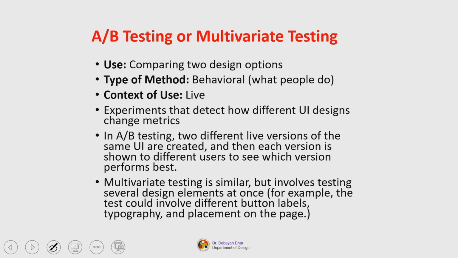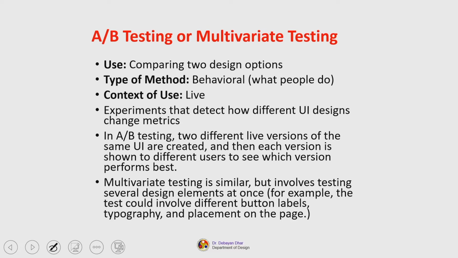Multivariate testing is almost similar. The difference is that it tests several design elements. So, you are not only testing one concept. You have one UI with one concept, one feature, and in the other concept it does not have it, or you have a different feature and you are comparing these two. That is A/B testing.